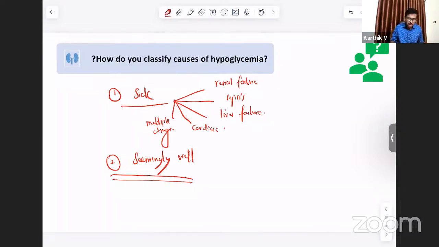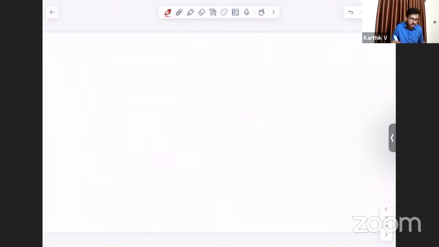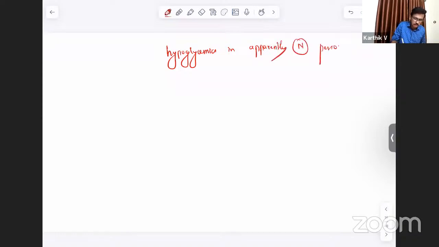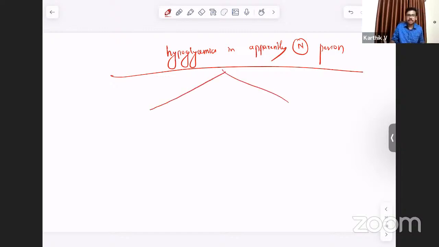Okay, so in this session, I'm dealing mostly with hypoglycemia in an apparently normal person. Of course, in this discussion, I am excluding patients with diabetes. So hypoglycemia in an apparently normal person, how are we dividing? We are dividing them into insulin dependent causes and insulin independent causes.